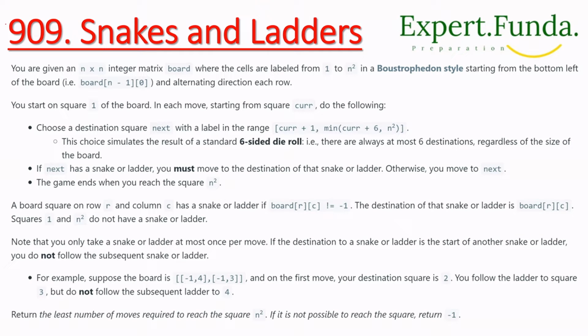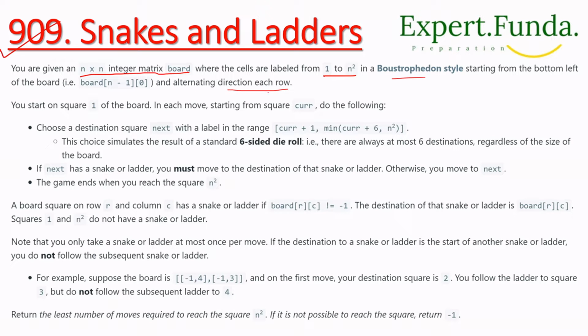Okay, so let's understand today's question. Today we have been given question 909, Snake and Ladder. So let's read the question. You are given an n cross n matrix board where the cells are labeled from 1 to n square in a Boustrophedon style, starting from the bottom left of the board, and alternating direction each row.